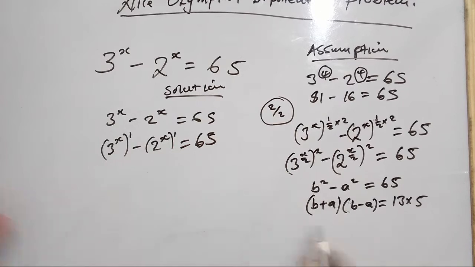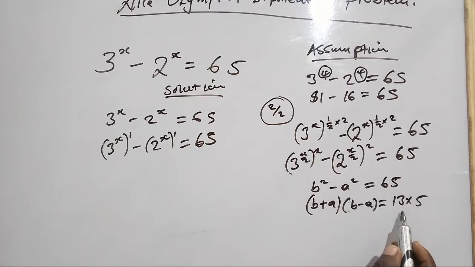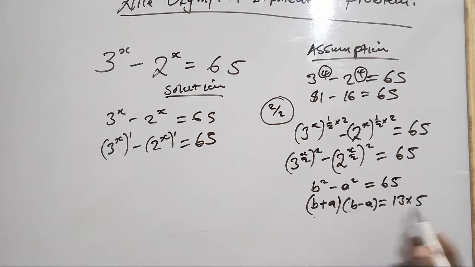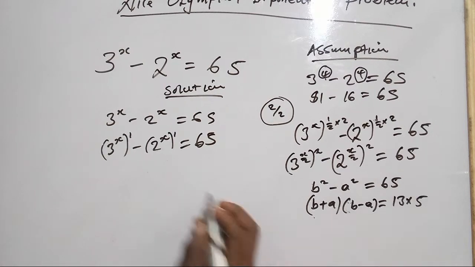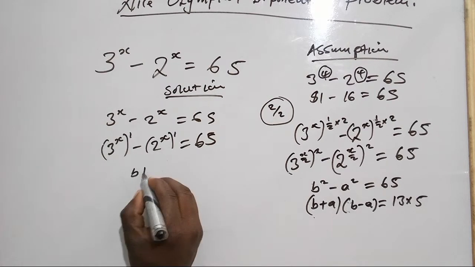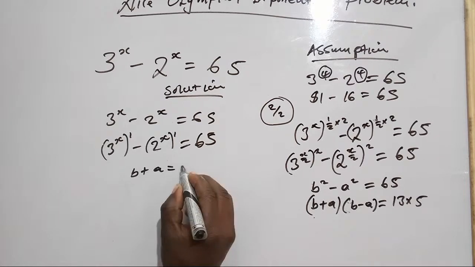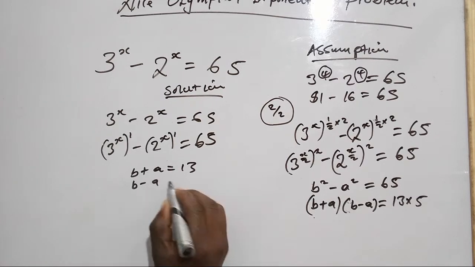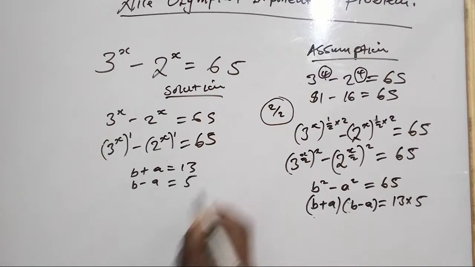Now if you reach here, this first term, which we have as b plus a, should be equal to 13, and this second term, b minus a, should be equal to 5. So we're going to say b plus a equals 13, right? Then b minus a should be equal to 5, right?